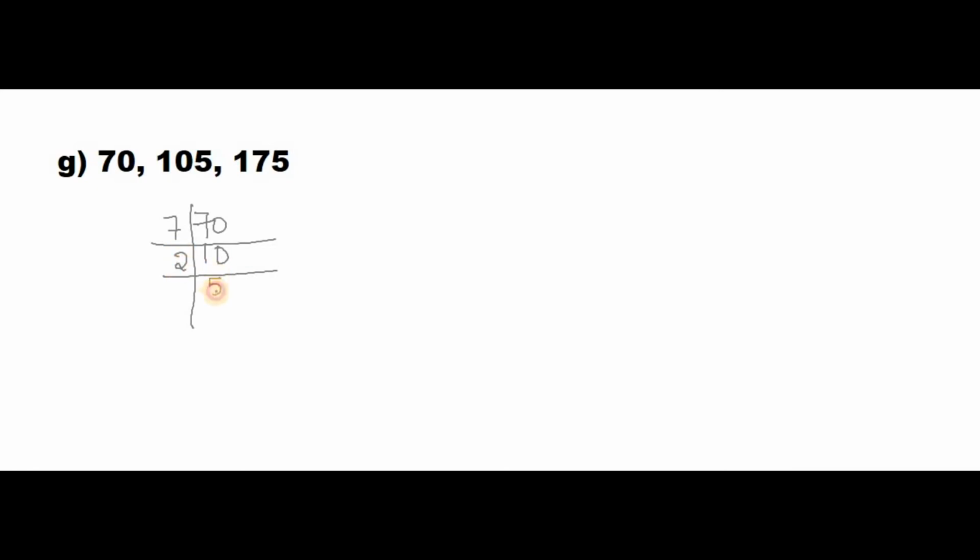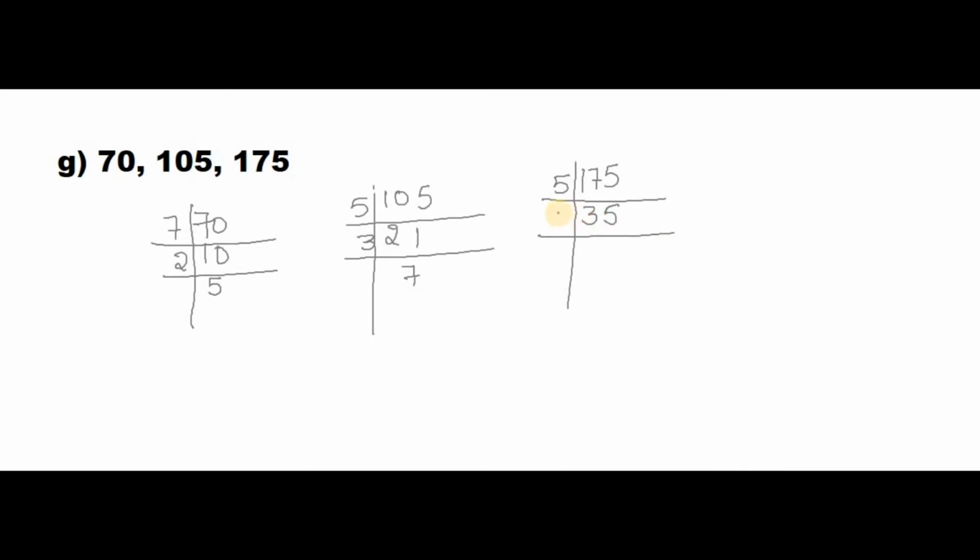7 10s are 70, 2 5s are 10, and 5 is a prime number, so we can stop finding the factors. 5 2s are 10 and 5 1s are 5. 3 7s are 21. 7 is a prime number, so we can stop finding the factors. Then 175: 5 3s are 15, 5 5s are 25, and 5 7s are 35. 7 is a prime number, so we can stop finding the factors here. And 70 can be written as 7 into 2 into 5.